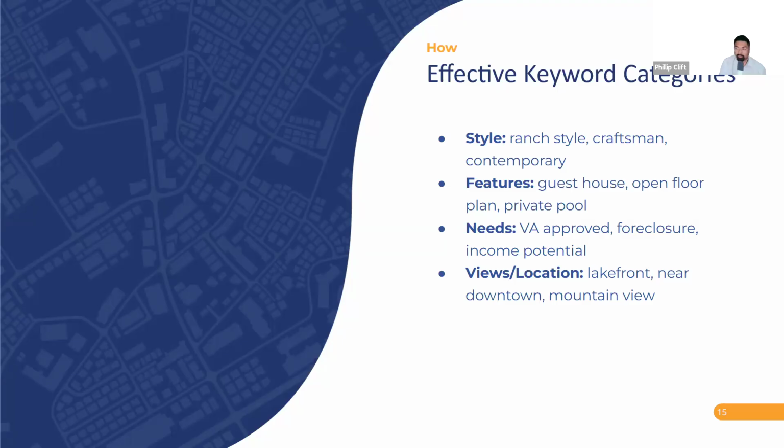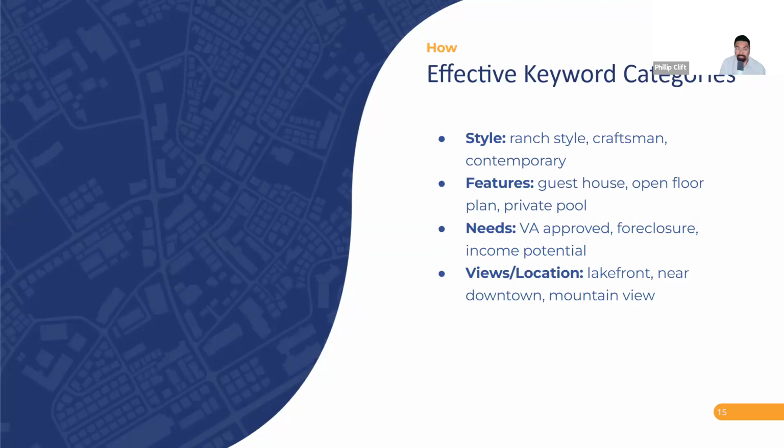So those are some keyword categories, and there's more that we can expand on from style, feature, needs, views, and location that also work. But those are just to kind of get the creative juices flowing for you all on some keyword categories that would work very well with IntelliSearch with its current iteration.